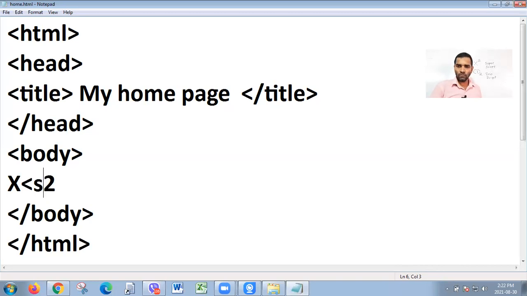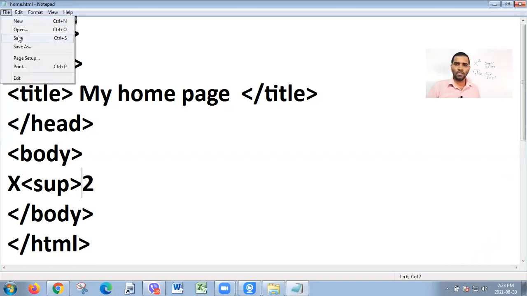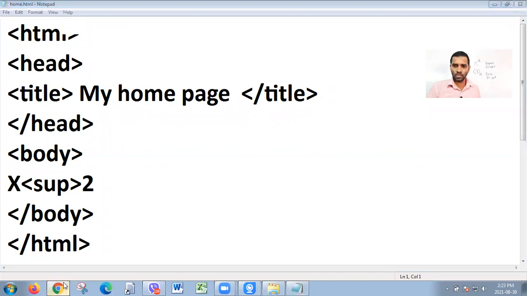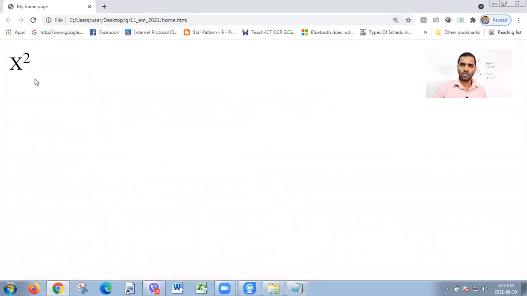This is also meaningful, SUP. First 3 letters of superscript. Okay, SUP. Look now, even though I don't close the SUP, it works because I have only X squared, right? I don't have any other text. Look at that. I didn't close it, but have a look at the output. It shows the exact output, the expected output. Look at the position of 2. It is slightly above, right?